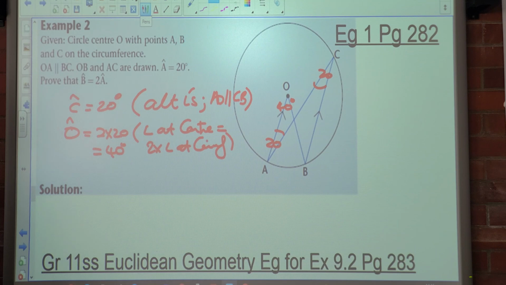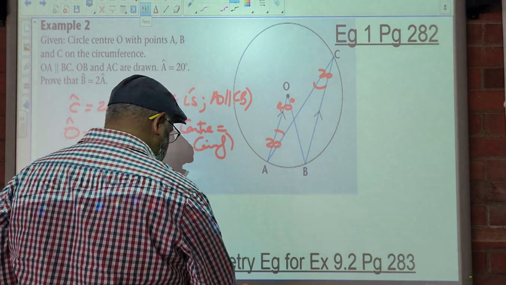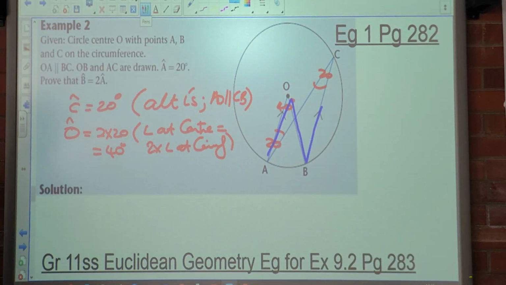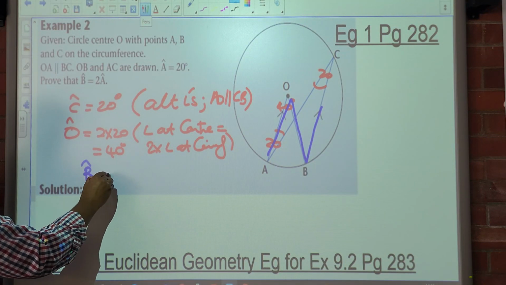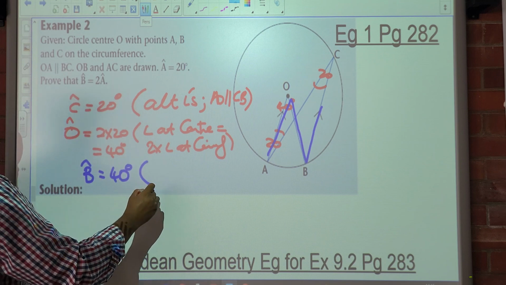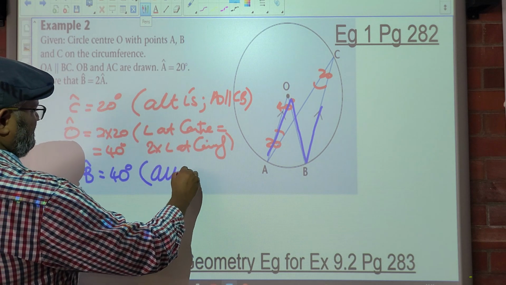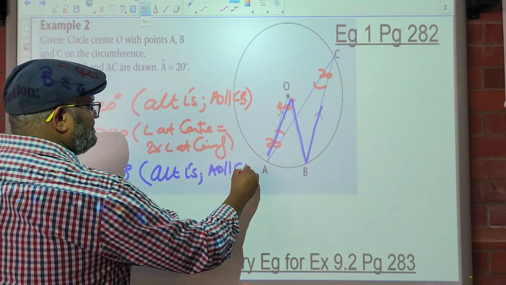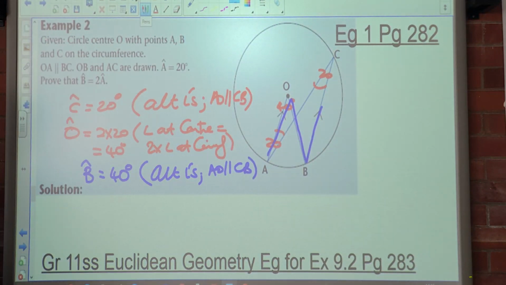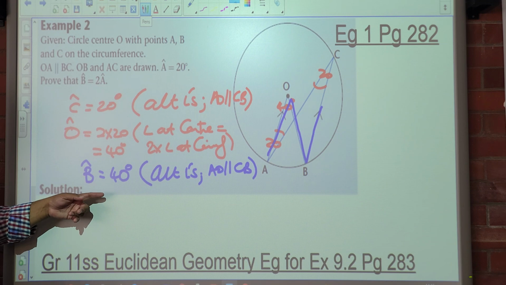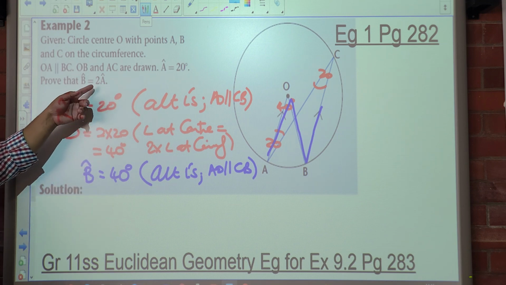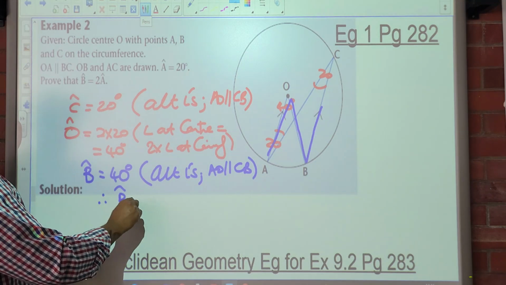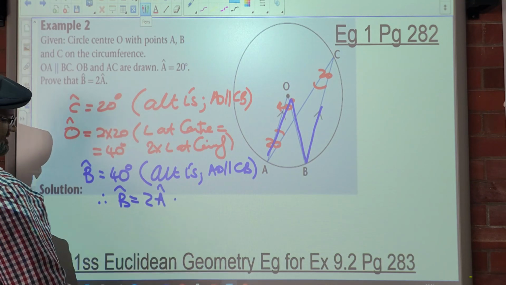Now what? Now we can say the alternate. Can you see that, people? Yes, sir. Okay, so angle B is equal to 40 degrees. Why? Alternate angles with AO being parallel to CB. But I say, hang on. Therefore, angle B is equal to twice angle A.